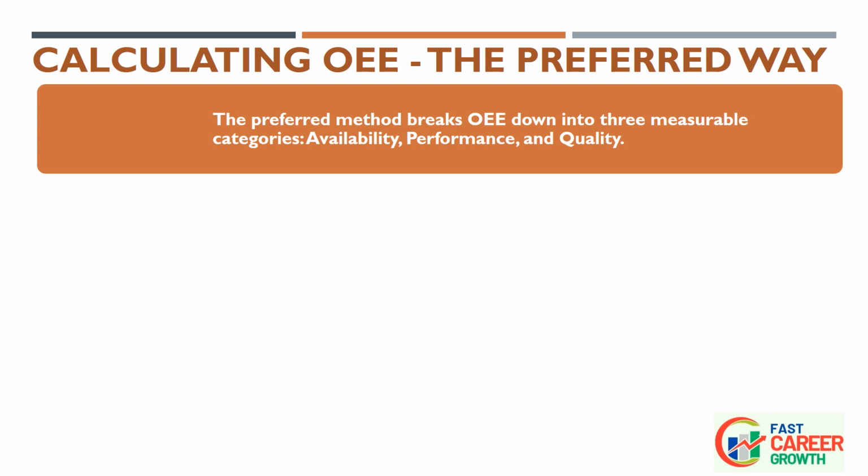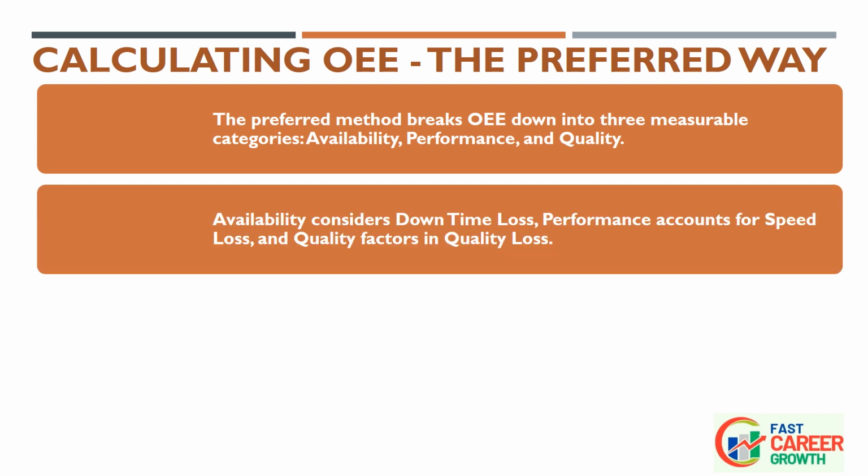Availability, performance, quality. So what is availability? Availability takes into account downtime loss, which includes all events that stop planned production for an appreciable length of time, typically several minutes or longer. It is calculated as the ratio of operating time to planned production time, where operating time is simply planned production time less downtime. Operating time divided by planned production time.